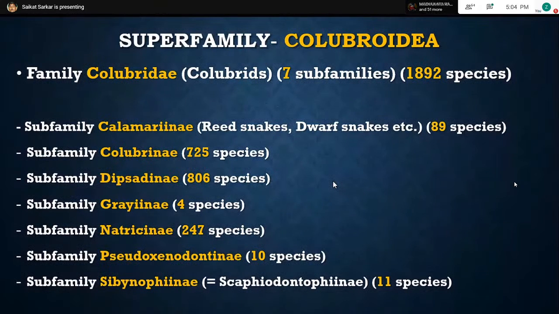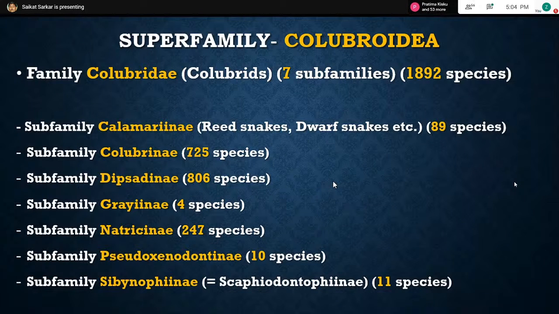Now, the first one was Acrocordoidea. The second superfamily is Colubroidea. This superfamily has been revamped, or shuffled, so many times. Now, the largest family under this superfamily Colubroidea is Colubridae, and they have close to 1,900 species, and they have 7 subfamilies.